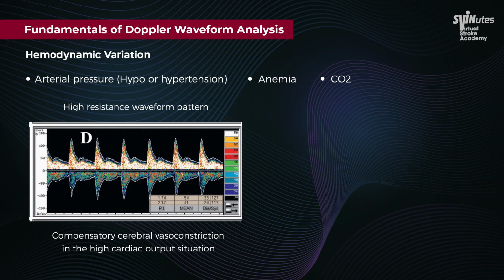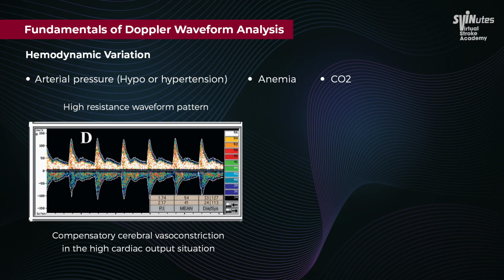Here you're looking at the high resistance waveform pattern in the middle cerebral and anterior cerebral artery, where the end diastolic flow is low. This is in a patient with patent MCA and ACA. This pattern of high resistance waveform in this patient is due to compensatory cerebral vasoconstriction in the setting of high cardiac output, as a protective phenomenon.